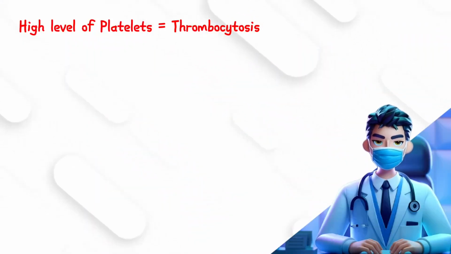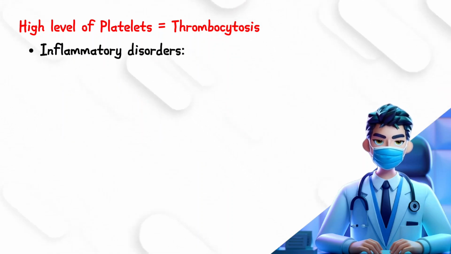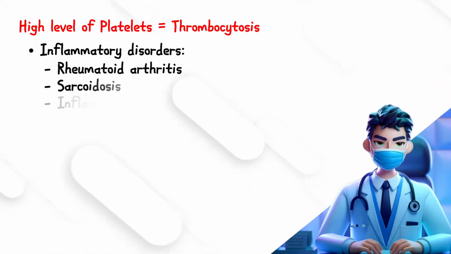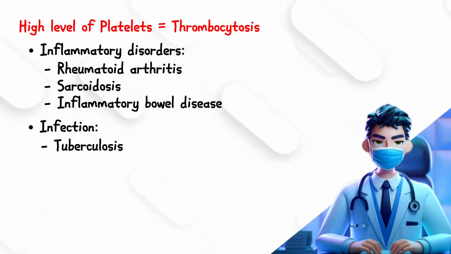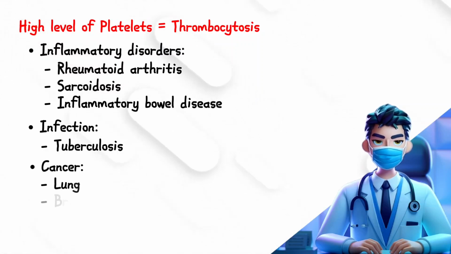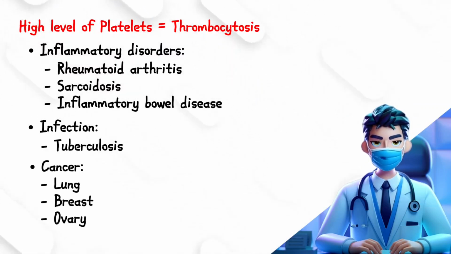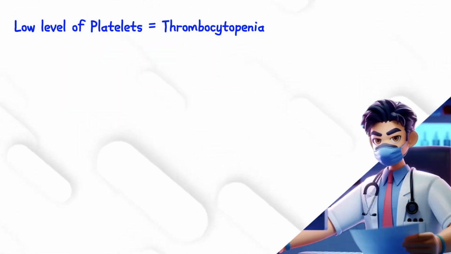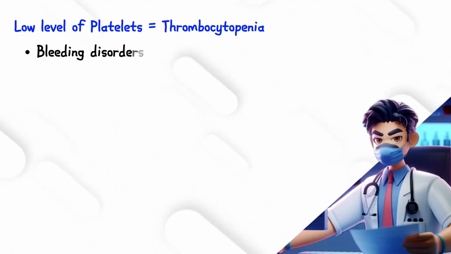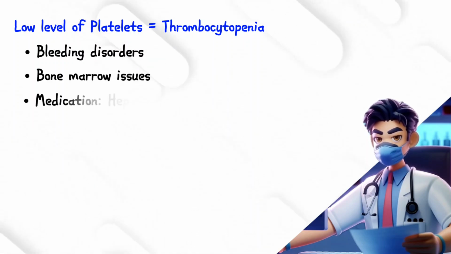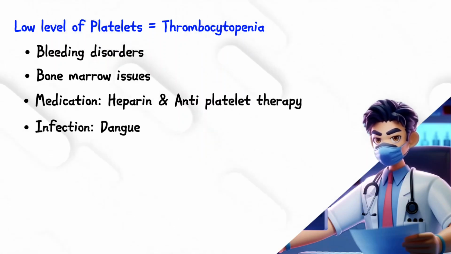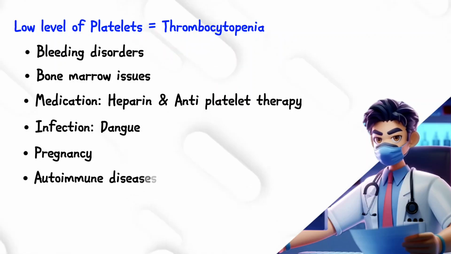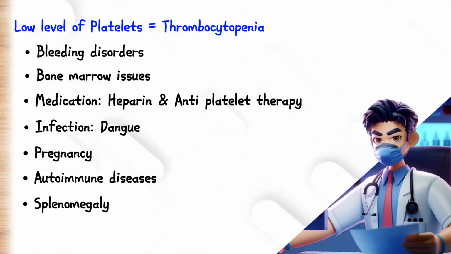High level may indicate inflammatory disorders such as rheumatoid arthritis, sarcoidosis and inflammatory bowel disease, infections such as tuberculosis, or certain cancers, especially lung, breast, and ovaries, and removal of spleen. While low level could suggest bleeding disorders, bone marrow issues, medications such as heparin, antiplatelet therapy, infections such as dengue, pregnancy or autoimmune diseases, and splenomegaly.